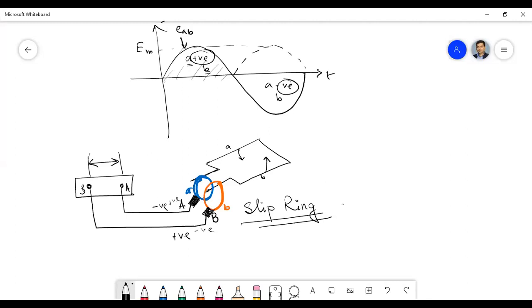Okay, and this contact is basically made up of carbon, a special type of carbon. Generally we use electrographite.